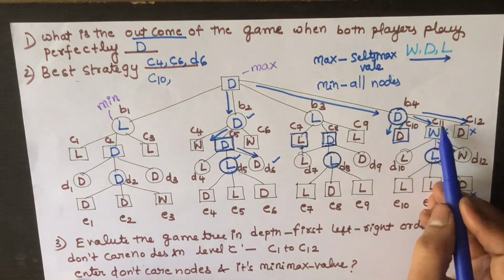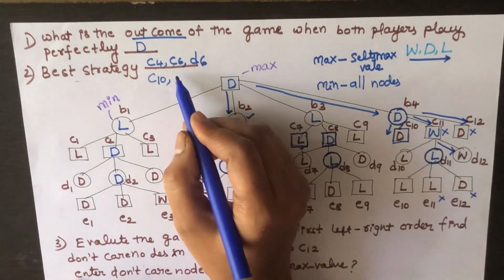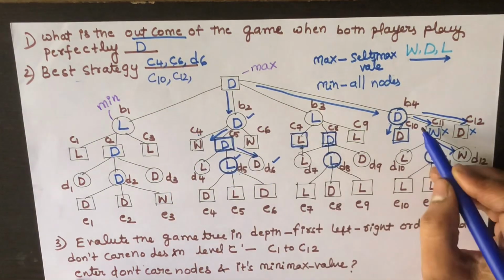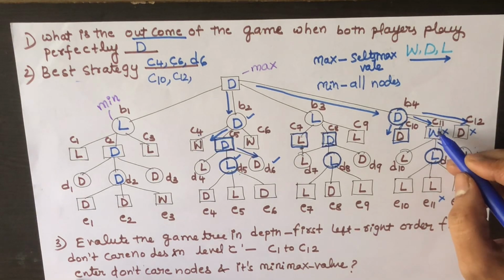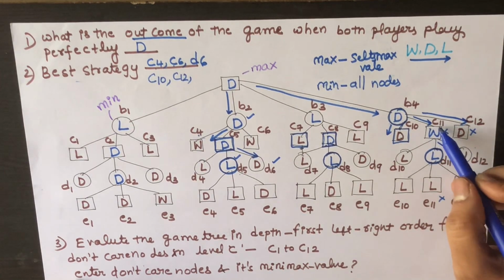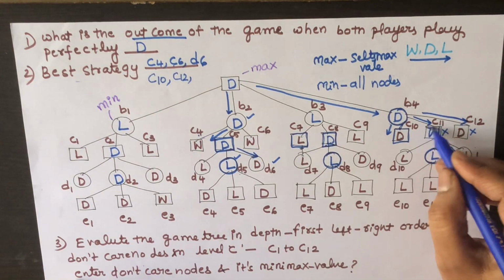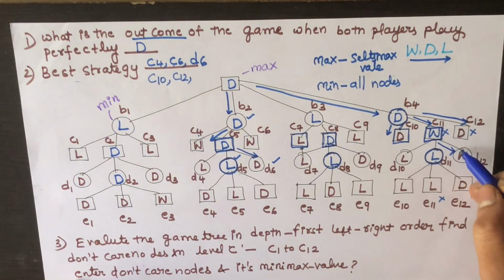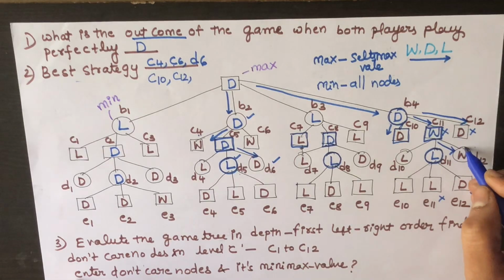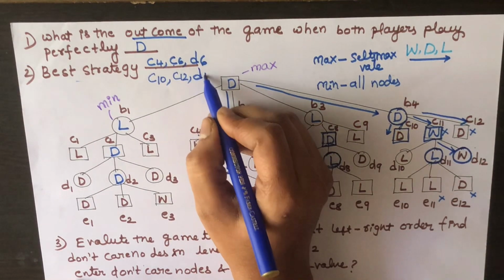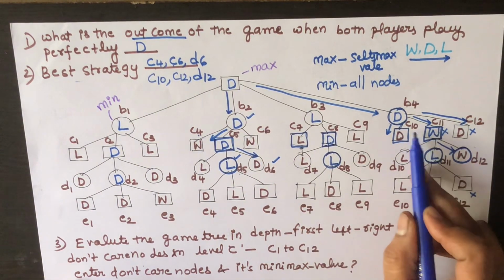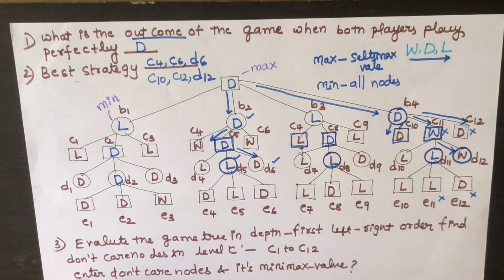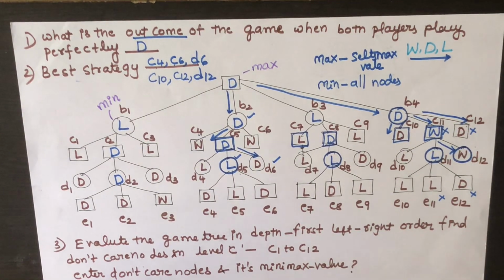C10, C11 and C12, and don't write C11. C11 is also a max node. It can select only one node. C11 selects only one node because it is a max node. And W came from here. That is D12. D12, C10 and C12 are the best strategies.